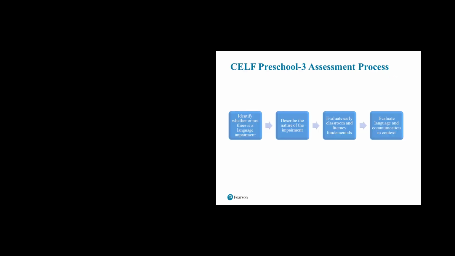So now we'll move on to a second case study using the CELF Preschool-3 assessment process. Sequentially, what you can use CELF Preschool to do is first identify whether there's a language impairment, and then also describe the nature of the impairment. And then if there are referral questions regarding early classroom and literacy fundamentals or questions regarding communication and context, you can administer subtests to answer those referral questions as well.